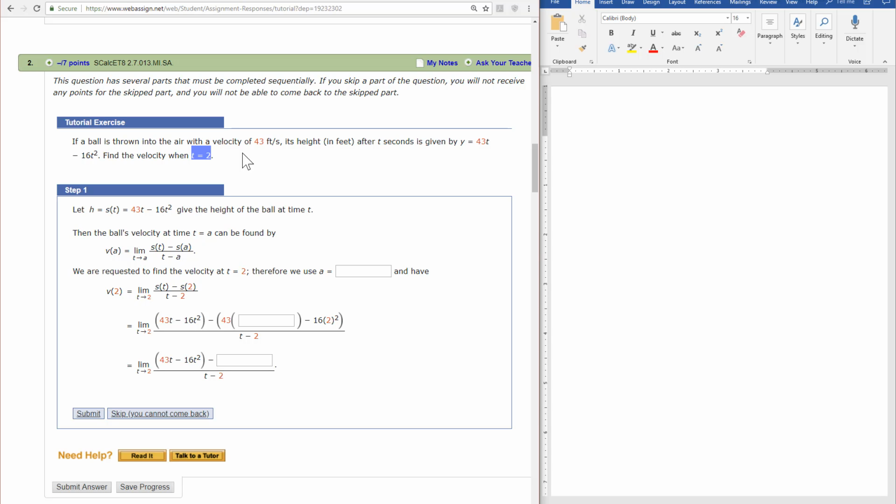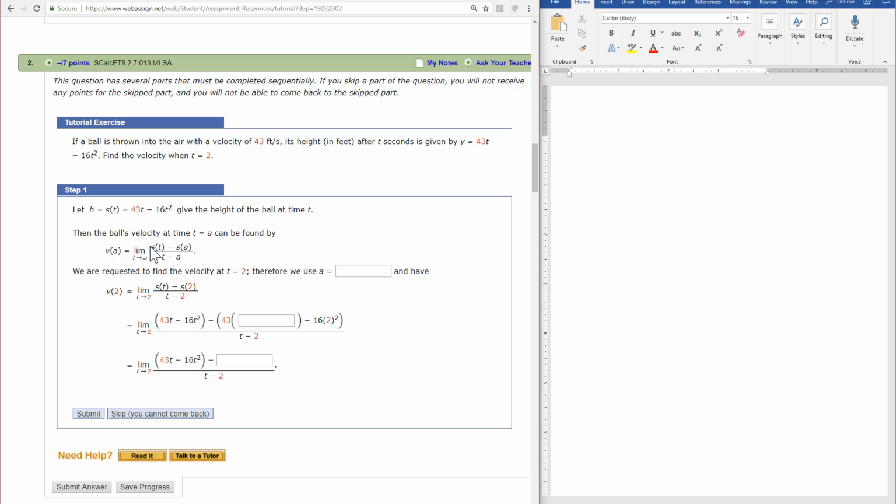So the velocity is pretty close to the slope of the tangent line. It is in fact the slope of the tangent line, and we'll see later on that it is what's called the derivative. So we start with our height function, s of t equals 43t minus 16t squared, and the ball's velocity is going to be given by v of a equals, and here's that limit.